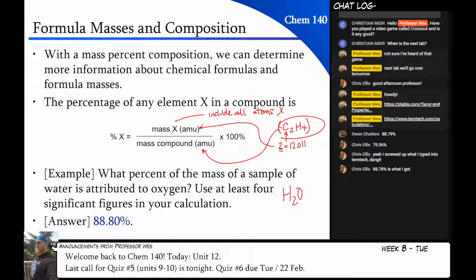There we go. This is what I got when I rounded on whatever source I used. I don't see how I got 88.80, but whatever. Close enough.